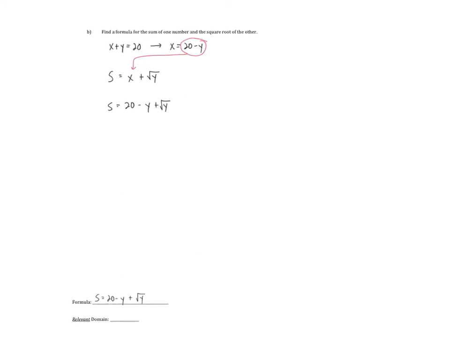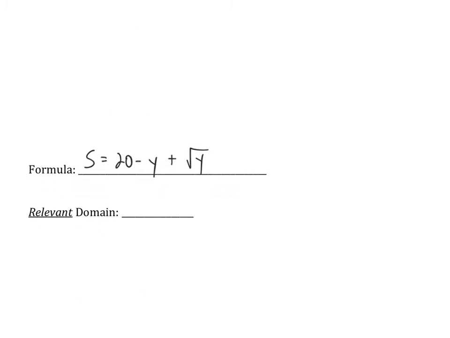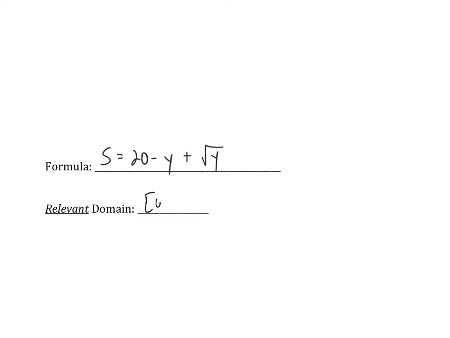Okay, so relevant domain. We know it's definitely 0 to 20 just based on this. The square root has to be positive, but it's already stated that they have to be positive, so that doesn't matter. So the relevant domain is the same as the last one. The smallest it could be is 0, and the biggest y could be is 20.